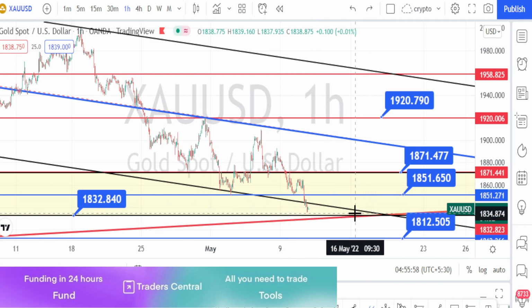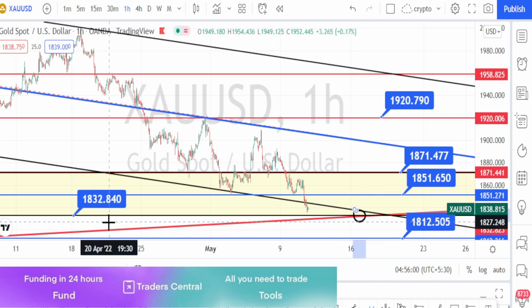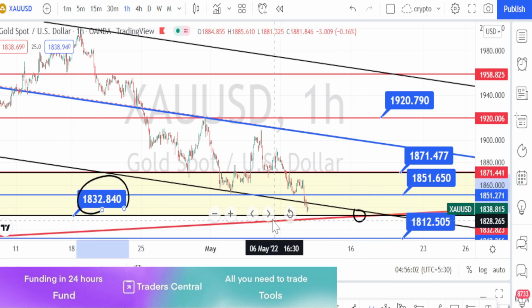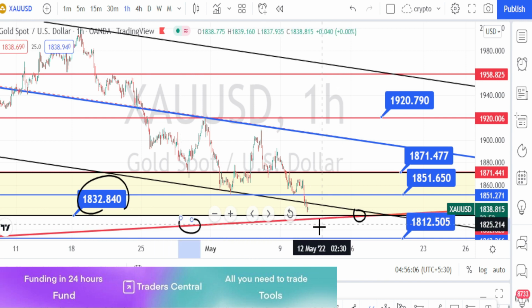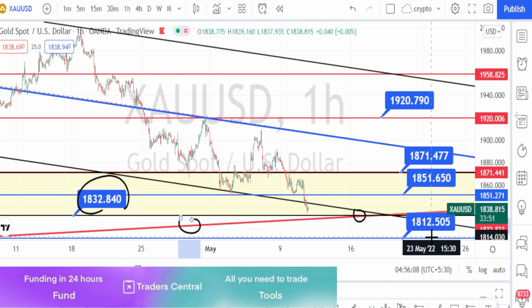But for now, it is taking support around the support level of 1832 and also the trend line from the daily time frame. Once this trend line is broken, the next level of support is going to be around 1812.